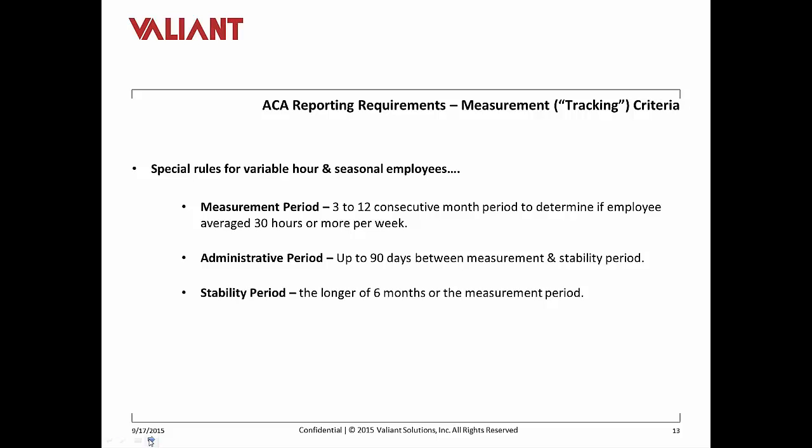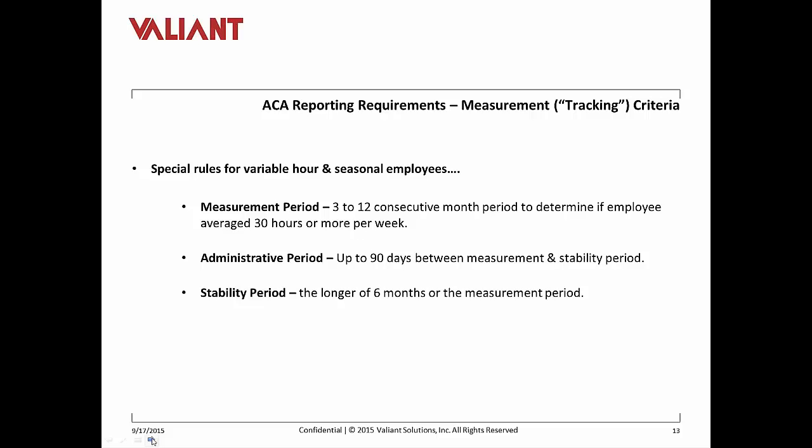So how does this measuring work for a variable hour and seasonal employee? We'll try to simplify this in a couple of slides, and then during our demo, we'll give you a little sample flavor of how this would look. So first off, for a variable hour or seasonal employee, when that individual is hired, we're going to start an initial measurement period for that individual. That measurement period can be anywhere from 3 to 12 months from the date of hire outward.